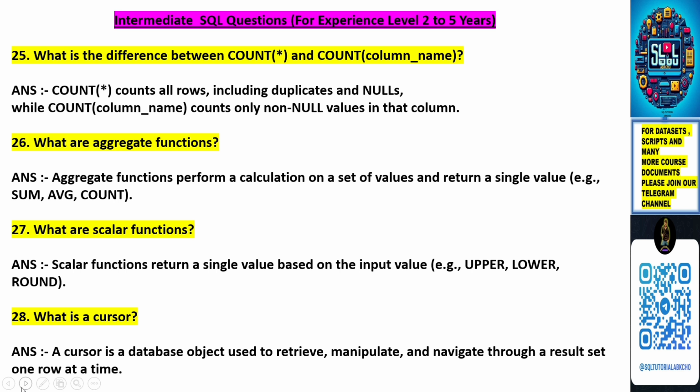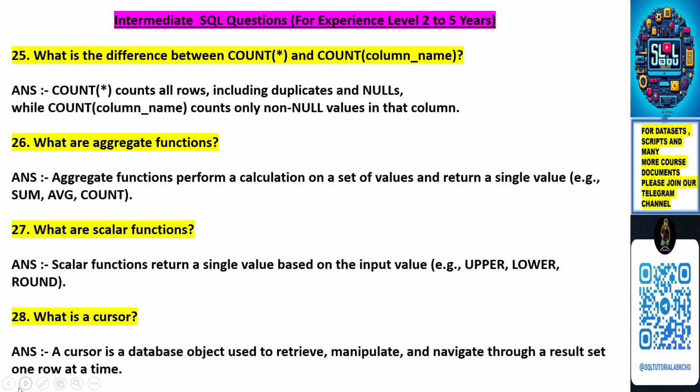So 26th question, what are aggregate functions? The answer for this will be: aggregate functions perform a calculation on a set of values and return a single value. Example: sum, average and count. If you are not aware of the details on this, then you can check our video on aggregate functions, where we have explained all the aggregate functions. But for the definition purpose you can use this particular answer: an aggregate function performs a calculation on a set of values and returns a single value. Examples for aggregate functions are sum, average, count, min, max.